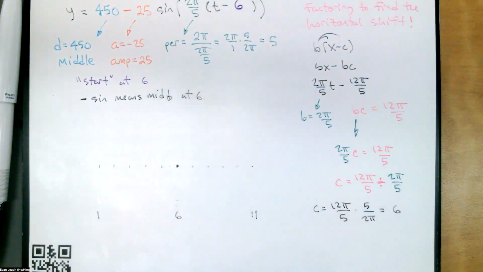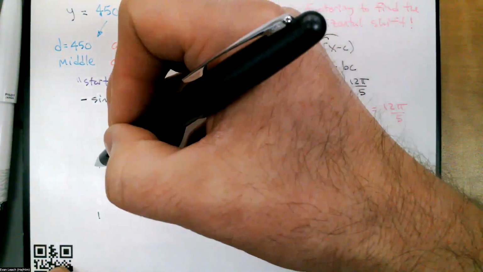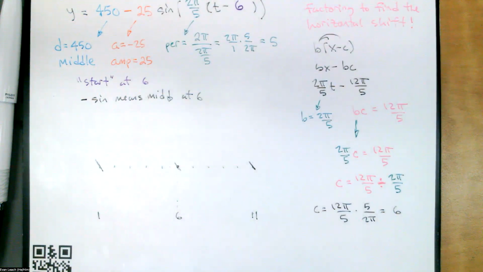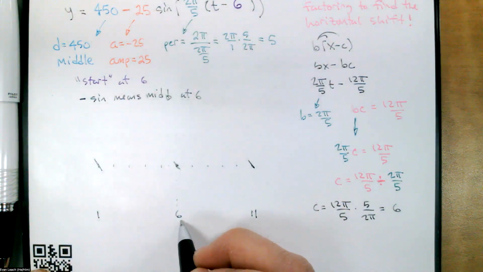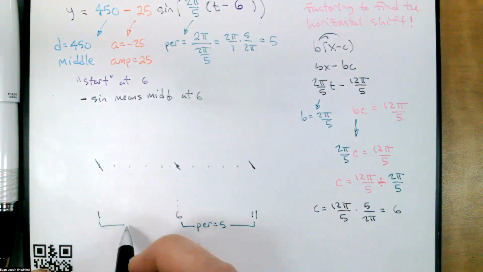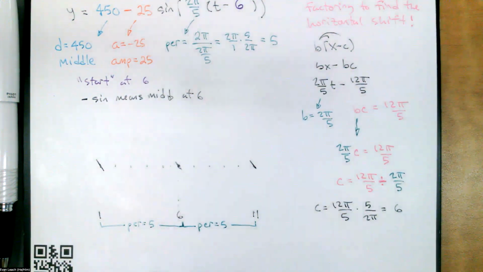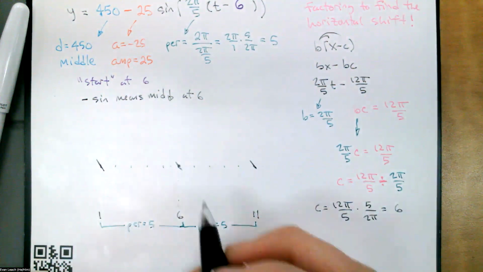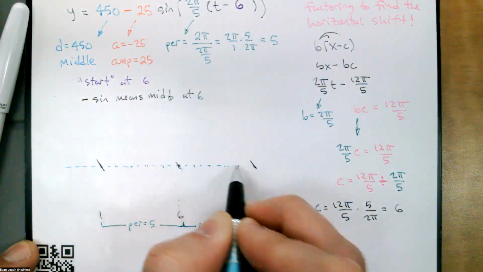So here's where we're going to start, and this is going to be a point that's at the middle going down. So that means 5 units later, that's 1 cycle, will be at the middle going down. 5 units before, that's 1 cycle, that'll be the middle going down. Because here is 1 cycle. If I want this to be the middle, we know the middle is going to be at 450.